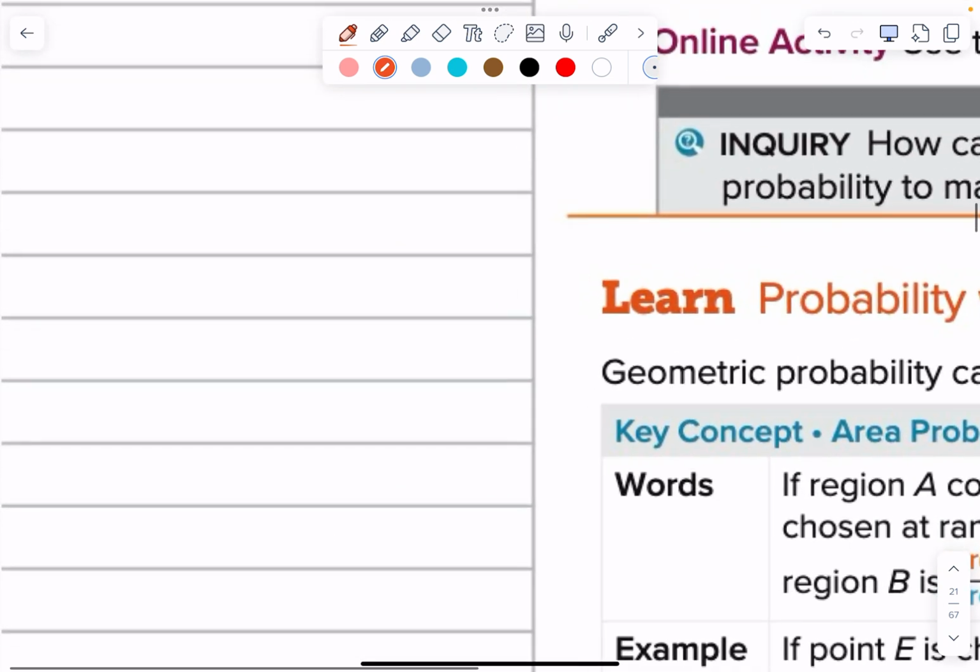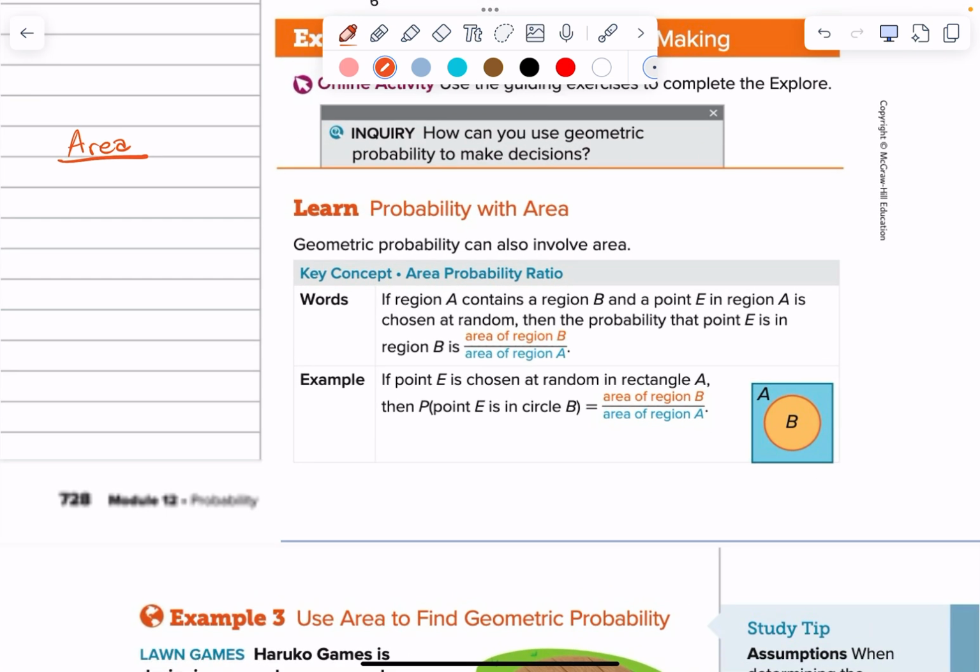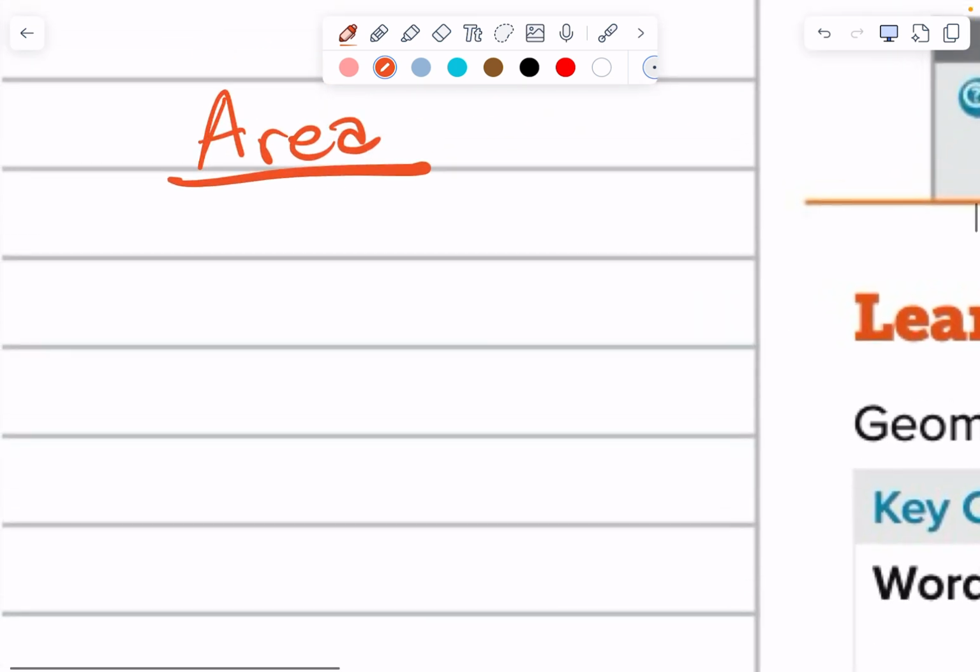Put this off to the side over here. Everybody write this down. Area. Bottom left corner. Probability with area. There are 4 things that you are finding the area of that you should know how to find the area of. You should have these memorized. Circle.